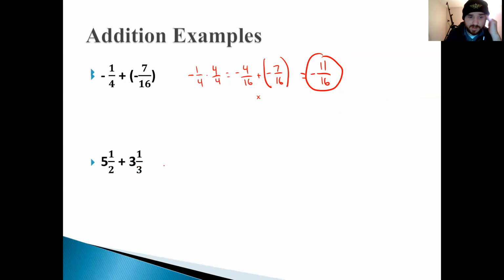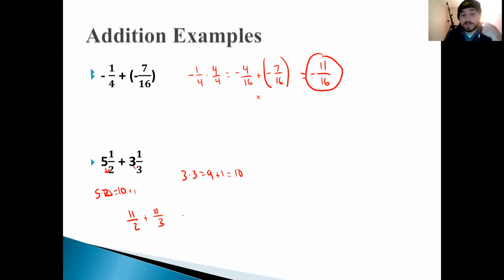Last one, we have 5 1/2 plus 3 1/3. So first thing we want to do is turn these into improper fractions. To do this, you multiply the number in front by the denominator. So I do 5 times 2, which gives us 10. And then we add it to whatever the numerator is. So plus 1 gives us 11 over 2. For this one, we're going to do 3 times 3, which equals 9. We add the 1 that's on top already, and we get 10. So we have 11 over 2 plus 10 over 3.